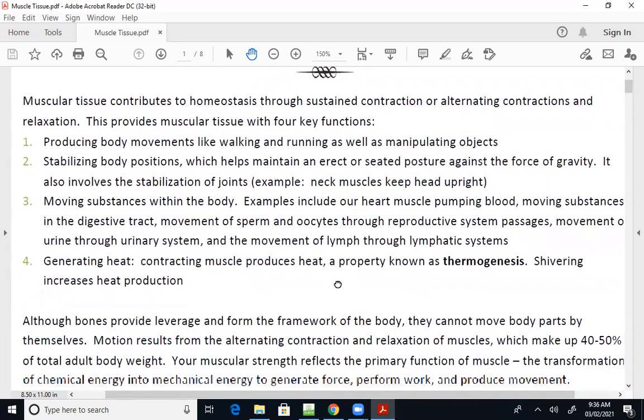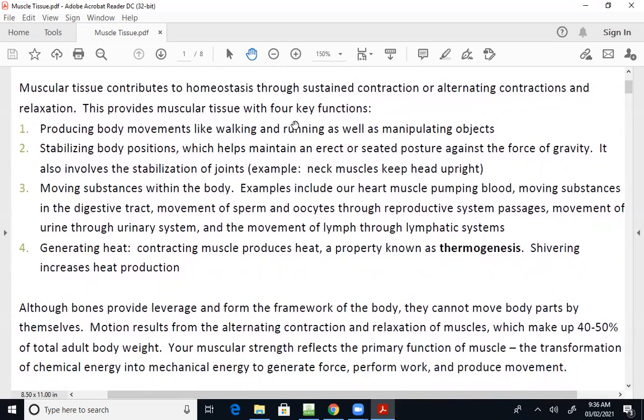Okay. Our muscle tissue as a whole contributes to homeostasis through sustained contraction or alternating contractions and relaxation. And this provides our muscle tissue with four key functions. Now the first two, and really the fourth, more so relate to skeletal muscle. In fact, the first two, that's strictly skeletal muscle. Body movements involves things like walking, running, manipulating objects. We're only doing that with our skeletal muscle. Stabilizing positions in our body, kind of the same thing, like maintaining an erect or seated posture against the force of gravity, as well as stabilizing joints like the neck muscles keeping our head upright.